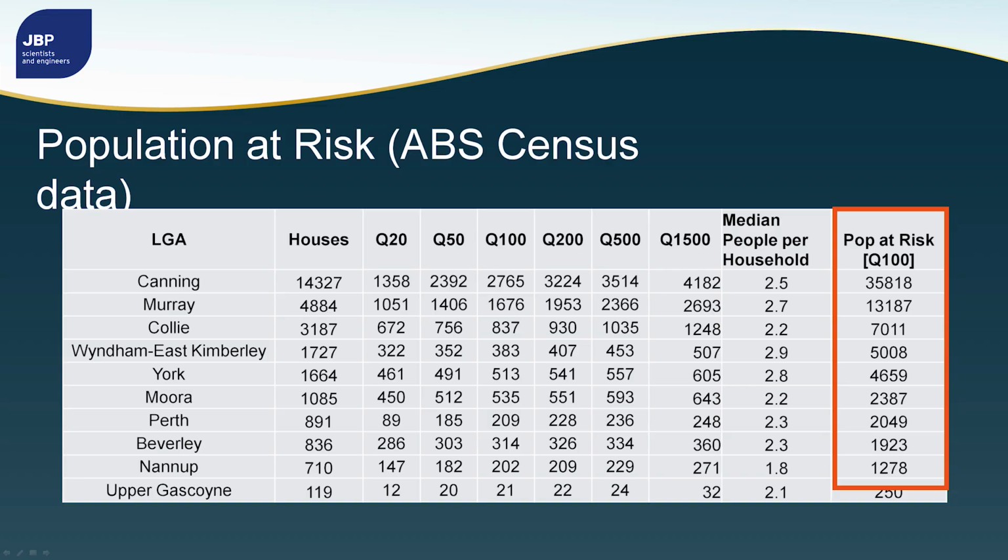I'm showing you here, and you can see the City of Canning has the largest population at risk during a 100-year event that could occur, followed by Murray, Collie, again, Wynnum, East Kimberley as well. And you can see Perth in there as well at number 7. So, but not too many people at risk during a 100-year event, fortunately.